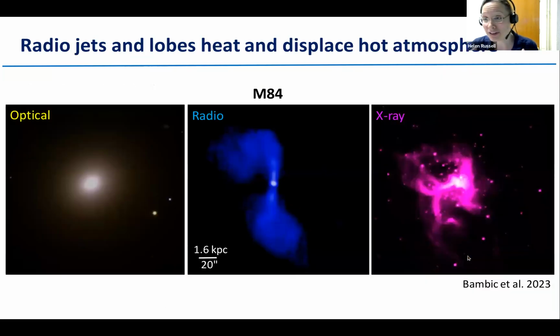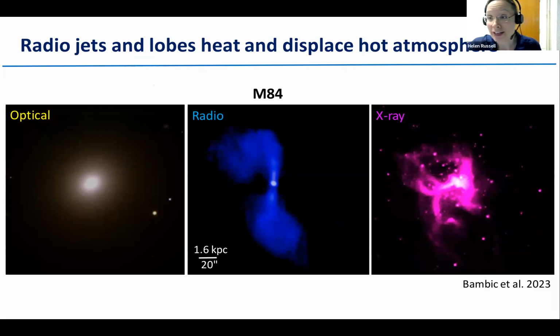And I can show exactly what's doing this in a bit more detail if we look at the example of M84, because this has got a really nice series of images that shows this quite beautifully. This is from a paper earlier this year by Chris Bambic. On the far left is the optical image. We're looking again at the stellar light from M84, a massive elliptical in the nearby Virgo cluster.